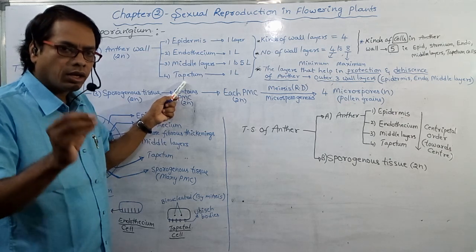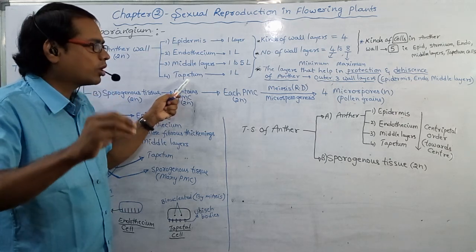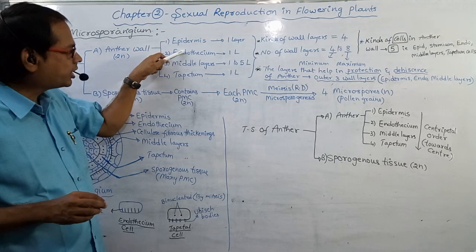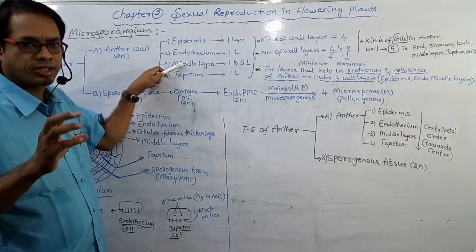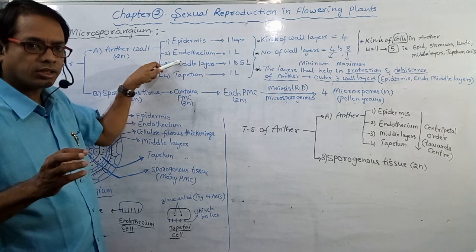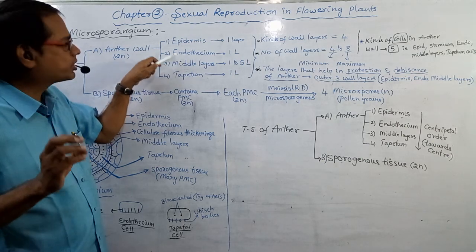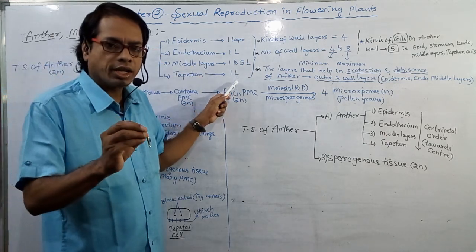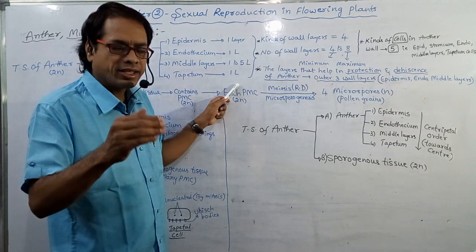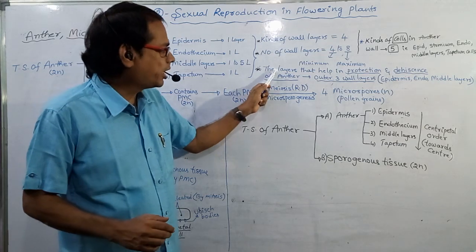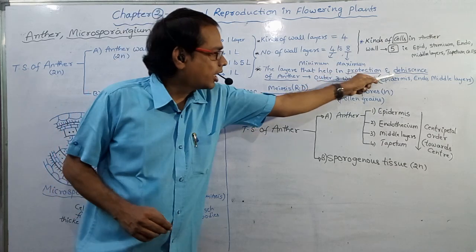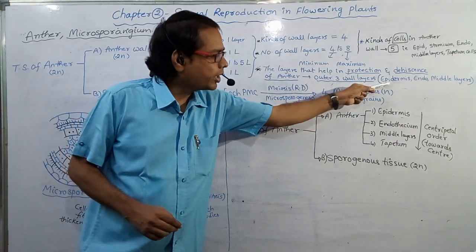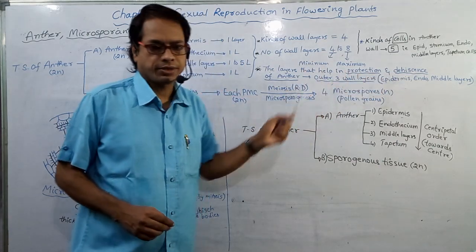Which layers help in protection and dehiscence of pollen sacs in anther? That means outer three wall layers. These three layers together function as outer three wall layers, that is epidermis, endothecium, middle layers. Outer three wall layers help in protection and dehiscence of pollen sacs in anther. What are they? Epidermis, endothecium, middle layers.